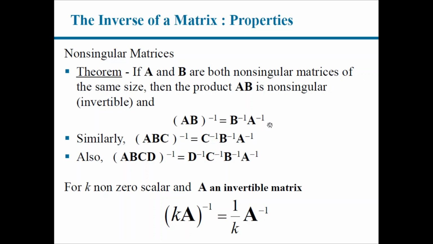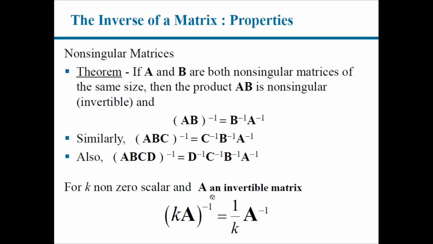Something similar happened when we did the transpose of the product. Similarly, if we have three invertible matrices of the same size, A, B, C, and we want to compute the inverse, the inverse is actually C inverse times B inverse times A inverse. Similarly for the product of four matrices, and this continues obviously. You notice that we reverse the order.